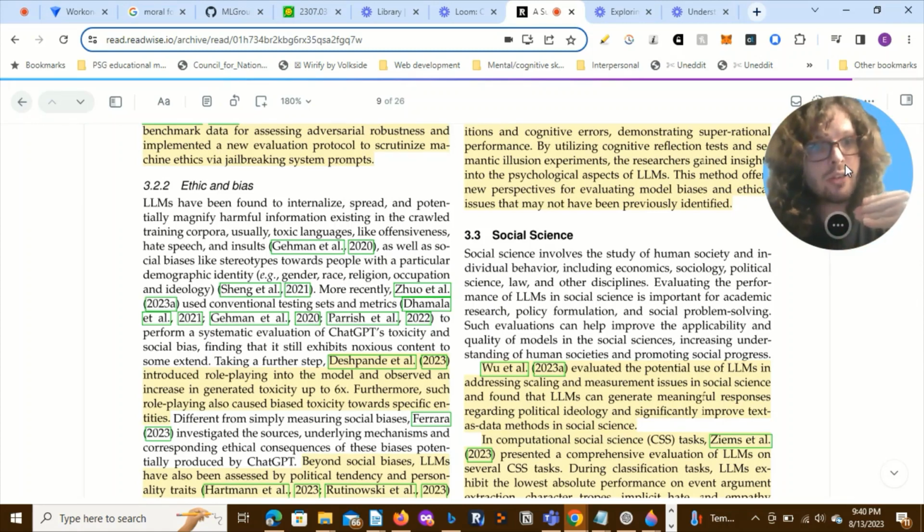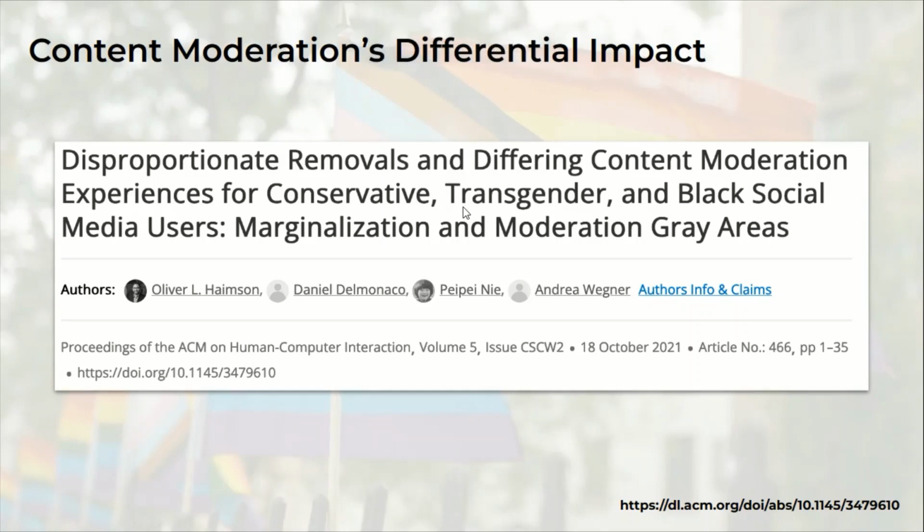A key example of a real world case that would be impacted with something like this is a paper published in the Journal of the ACM on Human-Computer Interaction in 2021. Excellent queer technology researcher Oliver Hameson found that there are distinct differences in the content moderation experiences between conservative, transgender, and Black social media users, and in particular found that members of the Black and the trans community on social media face higher levels of reporting and removal of their content by the social media platforms, in spite of following the rules.